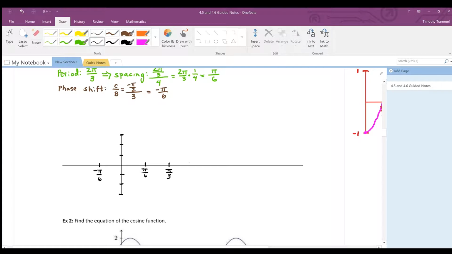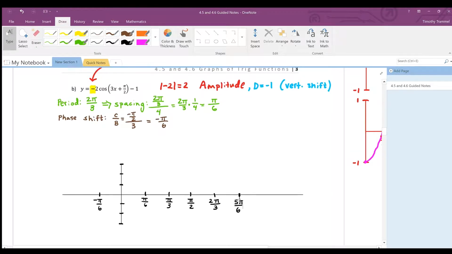Add another pi over 6, then we're at 3 pi over 6, which is pi over 2. And then 4 pi over 6, which is 2 pi over 3. And then 5 pi over 6. And we'll just stop there for now. We'll see if this is enough in a minute.